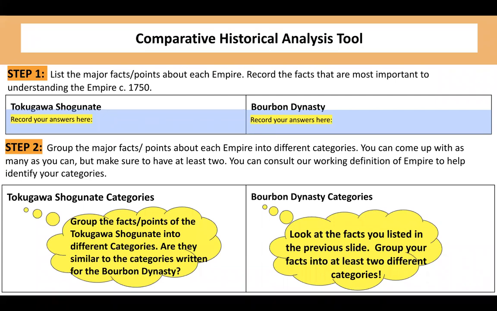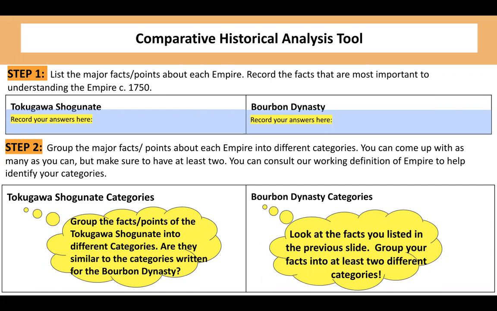So if, for instance, you were doing decolonization, you could have 2 different decolonized nations. So this is a very versatile tool. But you would list the major facts and points in step 1 that you could think of and record them just based on their understanding. So I would think of step 1 as the brainstorming step.